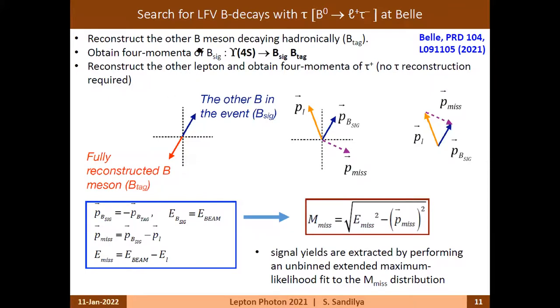The other B meson, the companion B meson, is reconstructed in a hadronic final state. So in an event, again, just a reminder, we have just two B mesons. One is the tag and the other is the signal. Once the tag side is fully known, then we can know the four-momentum of the signal B meson. And we just reconstruct one lepton, not the tau, and we can know the four-momentum of the tau.